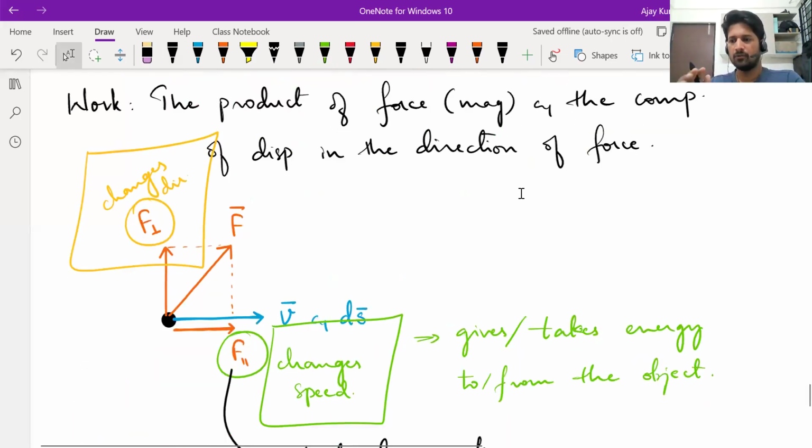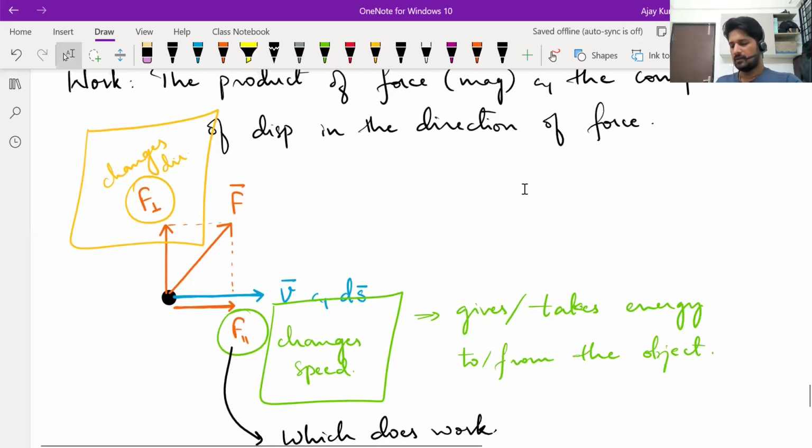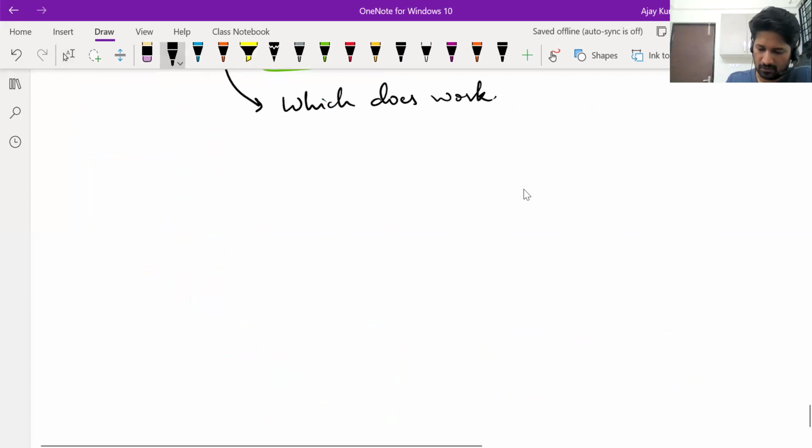It's the tangential force which increases or decreases the speed of an object or a particle. So it's always the tangential force which can give energy to or take energy from an object. That is the component which will be involved in doing work. Right, so let's solve some problems now.